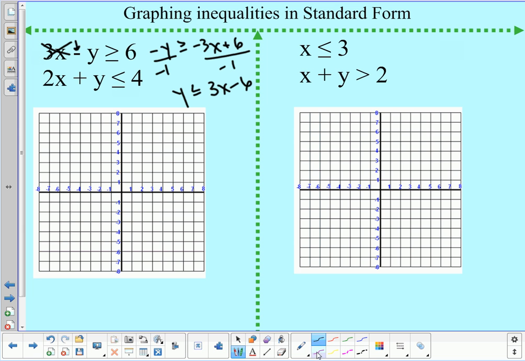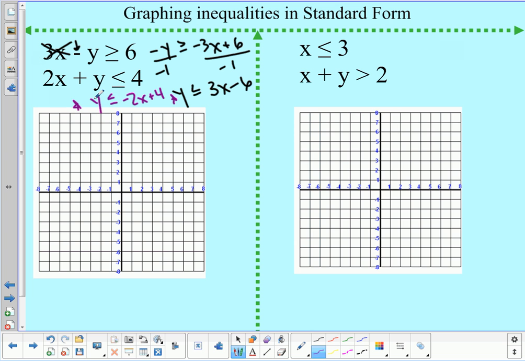and that's the line I'm going to graph. The other line is a little bit simpler. All I need to do is move that 2x over, so I'd have y is less than or equal to negative 2x plus 4, and there's nothing to divide by. So here's one of my lines, here's the other line. Now I'll put them both on the coordinate plane.